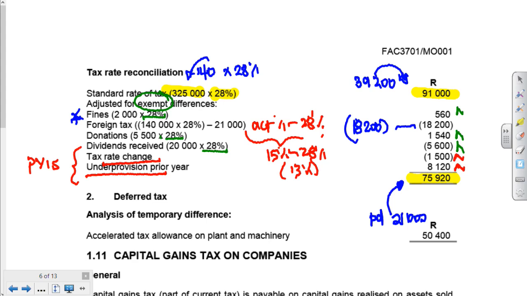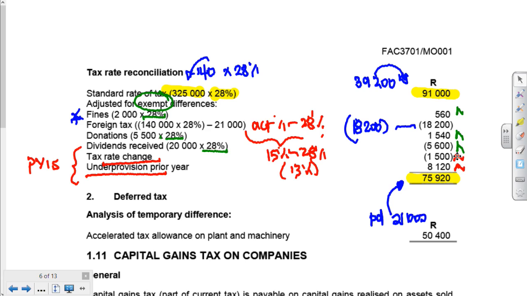Okay, so a quick way to make sure your calc is correct: actual percentage minus 28%, or the actual rate. And then whatever you get, you put in as a plus or a minus. If you get a plus, it's a plus. If you get a minus, it's a minus. In some countries, the tax rate might be higher than in South Africa. In some countries, smaller. Okay? So there's your tax recon.